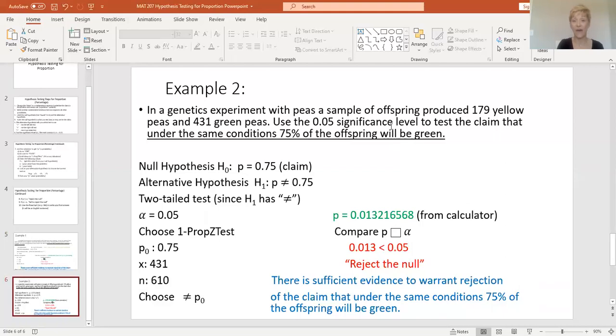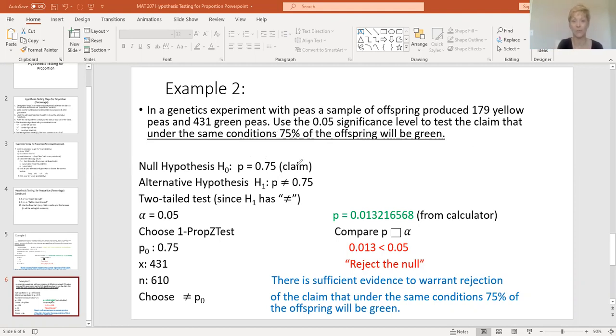So I go back and find, test the claim that, and I underline what follows. Okay, so that's kind of the first thing I do. I underline what the claim is. Then I change this underline to a math sentence. 75% will be. Okay, so it's percentage, so that's why it's P. Will be is equals, and make sure you change it to a decimal. P's are between zeros and ones, remember, okay?